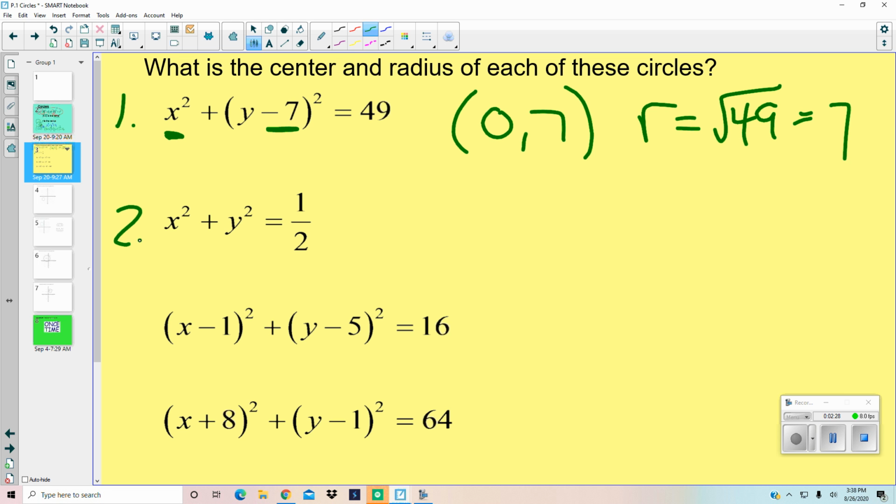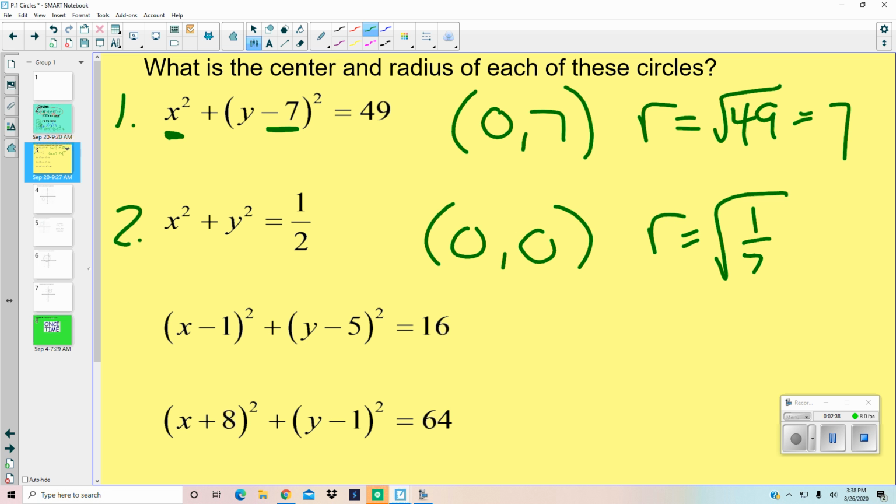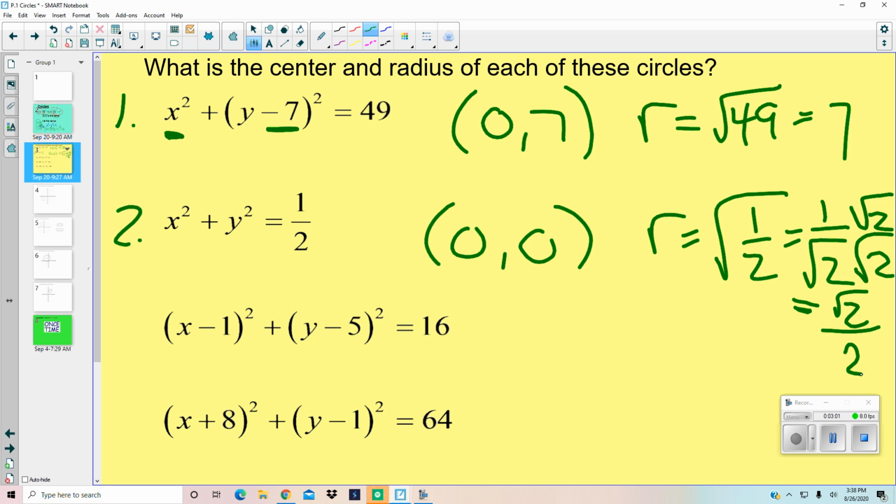Okay, the second one: nothing added to x or y, so my center is at (0, 0). My radius is going to be the square root of 1/2, which would be 1/√2. Test your brains a little bit: how do I rationalize that, meaning get the radical out of the denominator? I'd take this times √2/√2. That gives me √2 on top, and √2 times √2 is √4, so it'll be √2/2 for my radius.